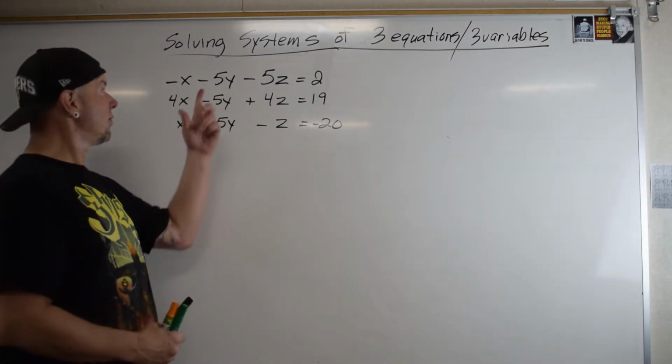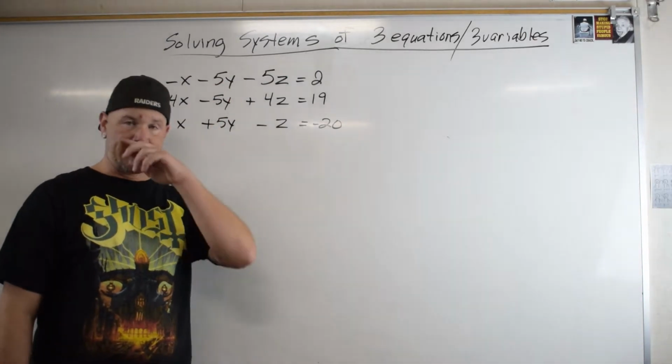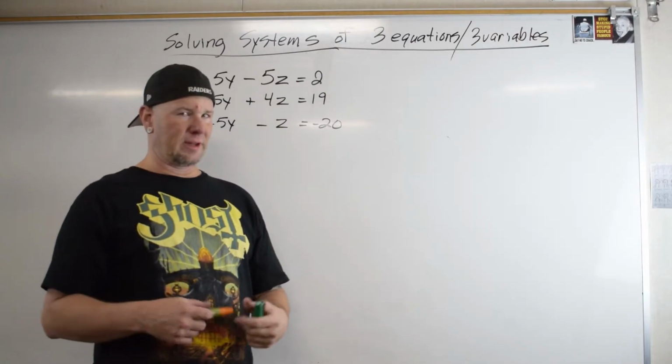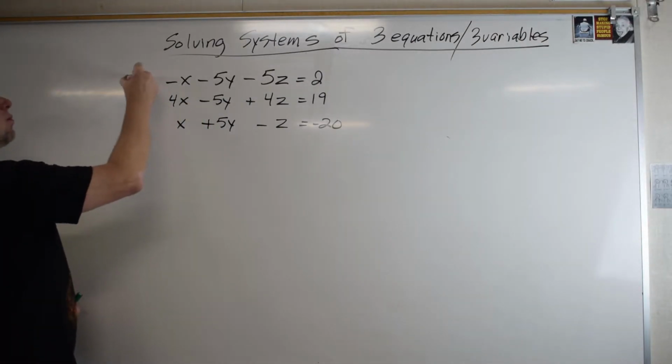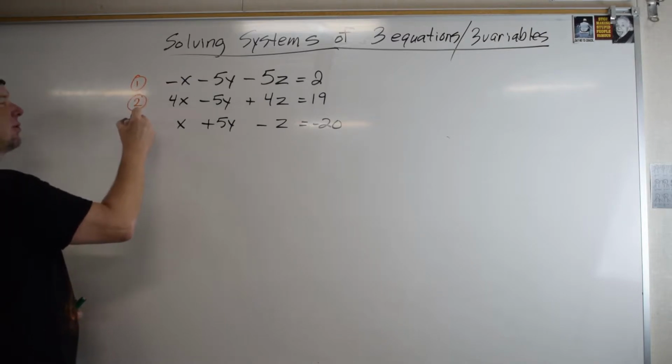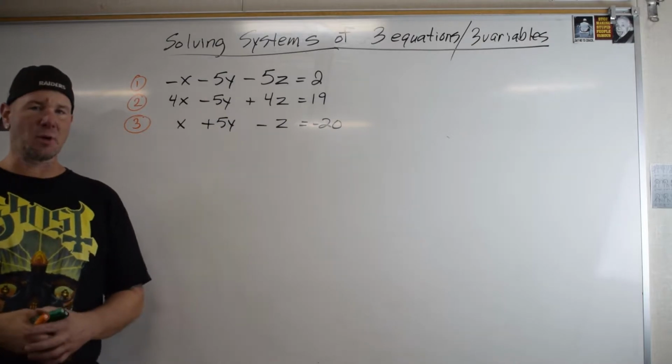You can see we have three equations, right? We have three variables, x, y, and z. First thing I do, and this is what I recommend, is I number them. So I'm going to call this equation 1, that equation 2, that equation 3. It's the first thing you're going to want to do.